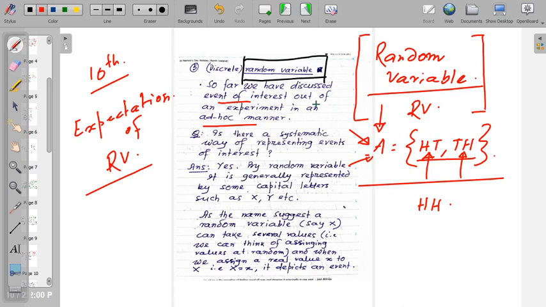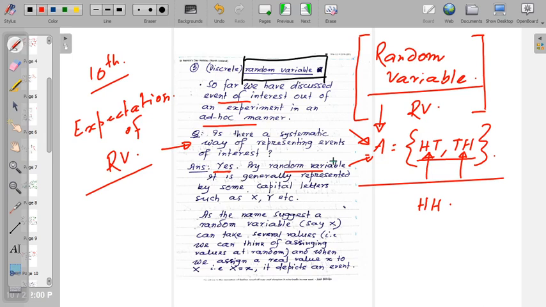Okay, now the question is: is there any systematic way of representing events of interest, which will be very essential for developing some kind of theory about randomized algorithms or probability in general? The answer is yes, because it is generally represented by random variables, by introducing this concept of random variables and defining one variable at one go.